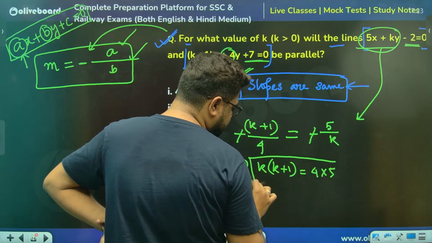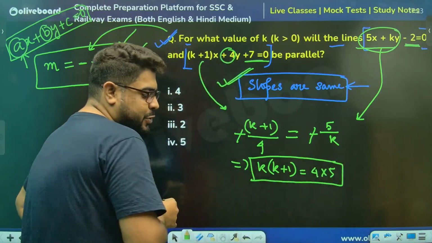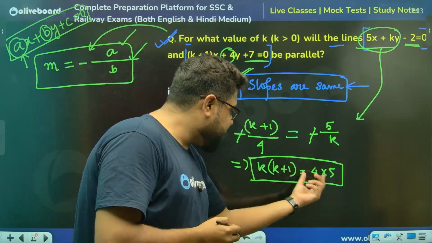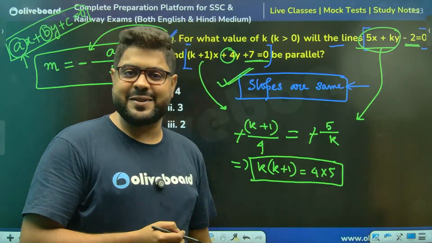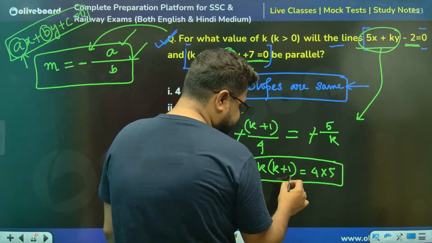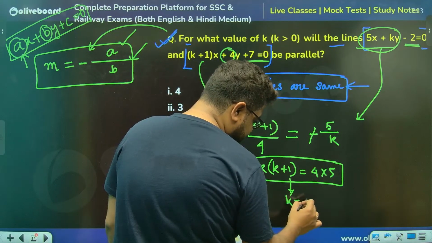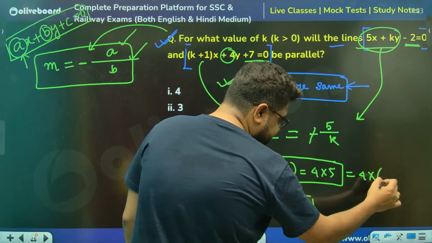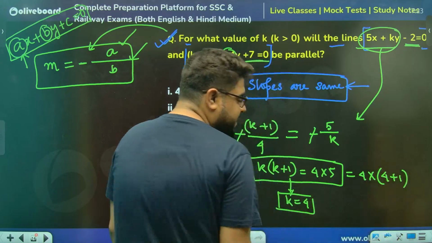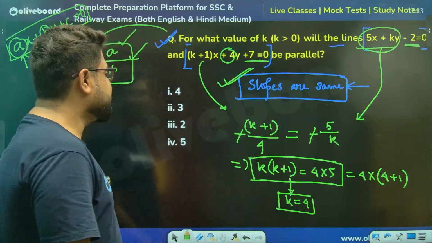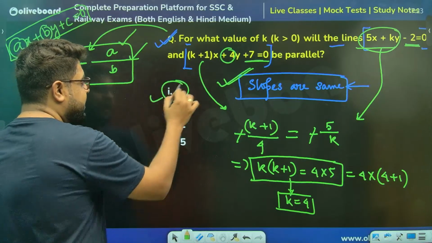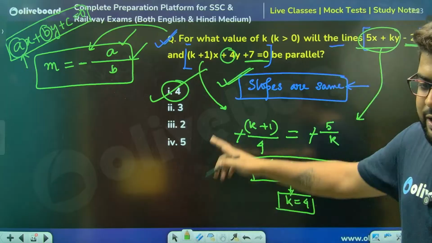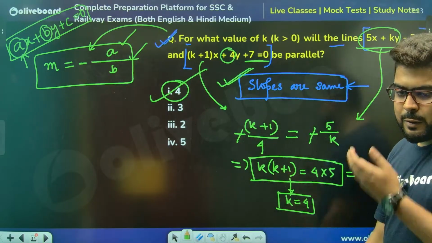You see, this might look like a quadratic, but again, you don't need to solve, because k into k plus 1 equal to 4 into 5 is 4 into 4 plus 1. So that means k is what? Don't solve this, because you see this is 4 into 4 plus 1 itself. So k is 4. They are asking the value of k, that is option 1, 4. Option 1, 4 is your correct answer.